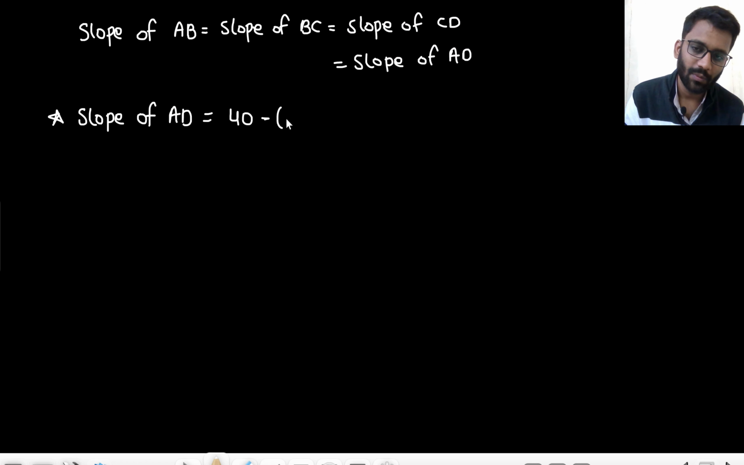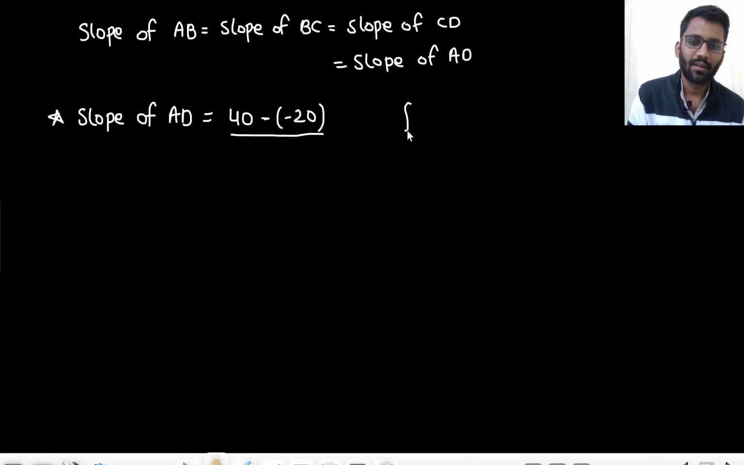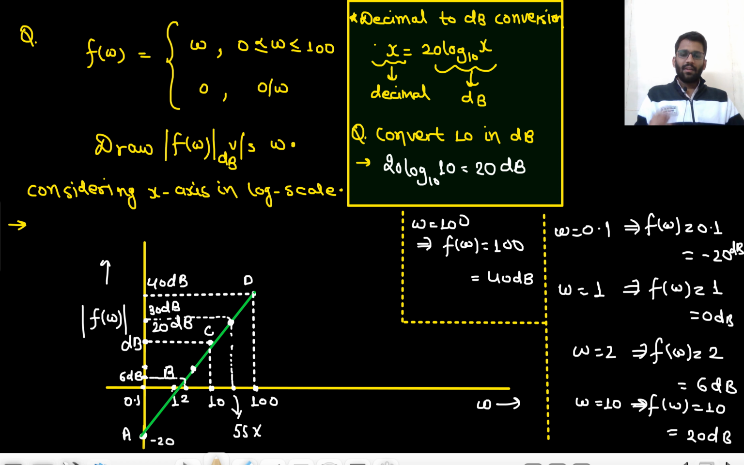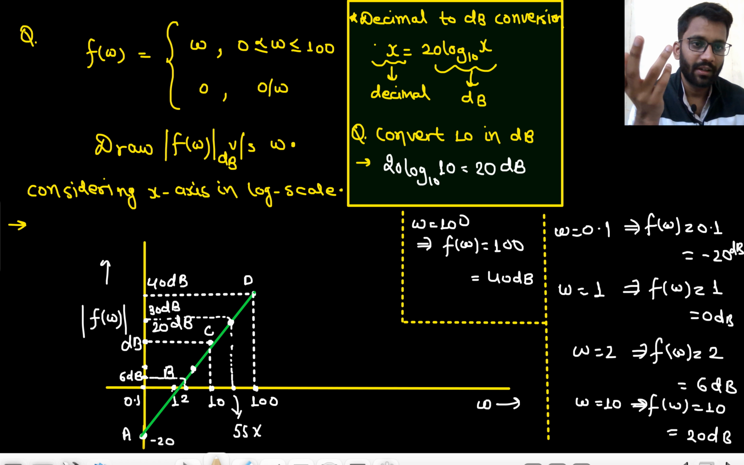40 dB minus 20 dB upon, tell me, what should I write in the denominator? It is like y2 minus y1 upon x2 minus x1, right? This is the case. So what should I write in the denominator? Shall I write 100 minus 0.1, or shall I write log10 100 minus log10 0.1? Think about it. If this was a linear scale, if this was omega only, what would you have written? 100 minus 0.1. Is this the linear scale? No, this is the log scale.